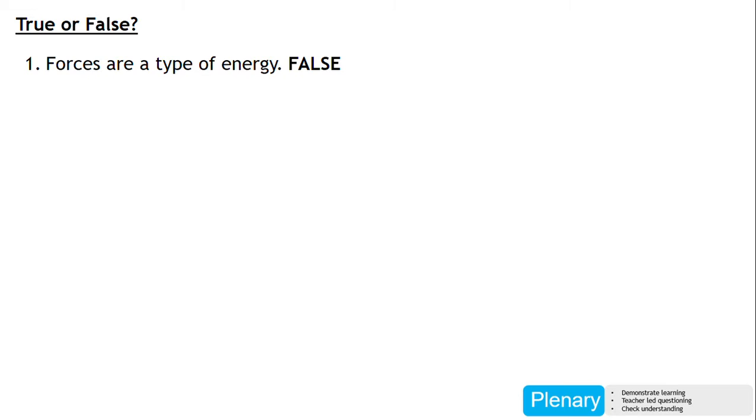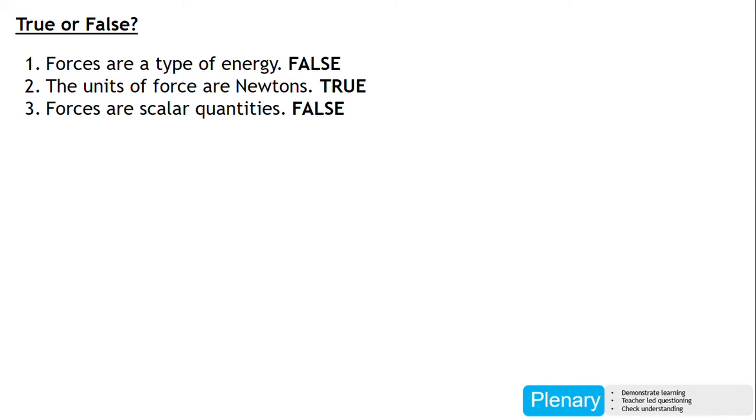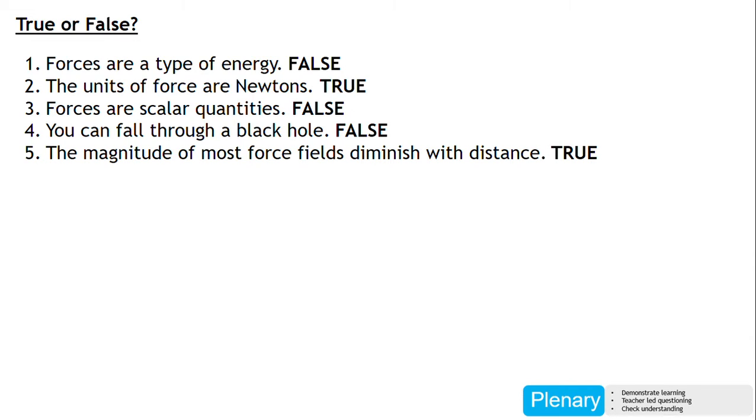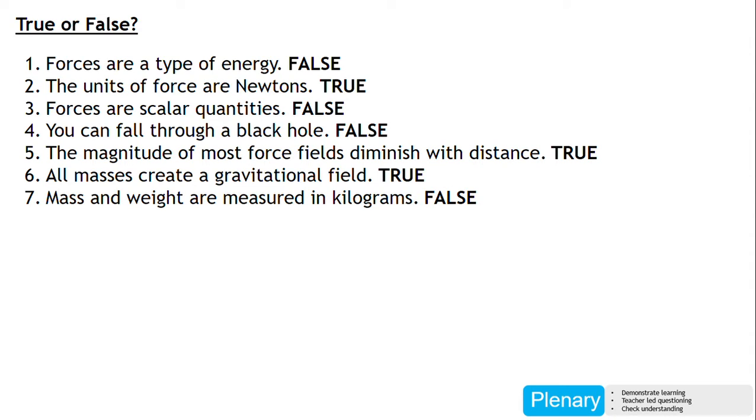Okay, that's false. False. True. False. False. You can't fall through a black hole. A black hole is basically a very dense star. The magnitude of force fields diminish. That means to get smaller with distance. That is true. The further away you are from something, the smaller the force. The electrostatic force or the gravitational force gets smaller with distance. And it is true that all masses create gravitational fields. Even your own mass has a gravitational field associated with it. We don't measure mass and weight in kilograms. Mass is in kilograms, weight is in newtons.